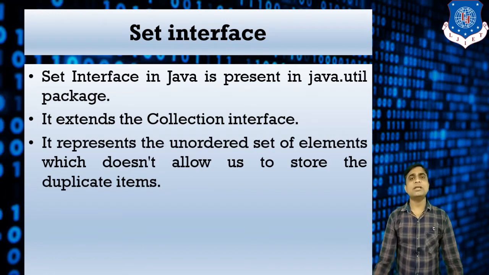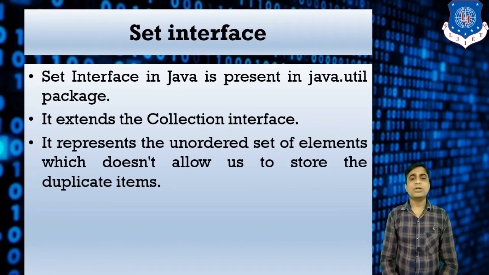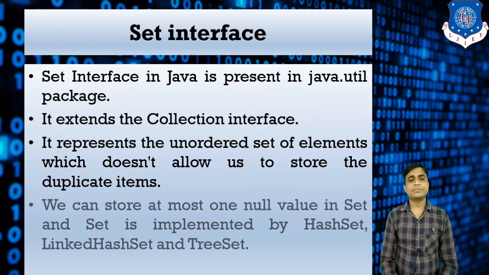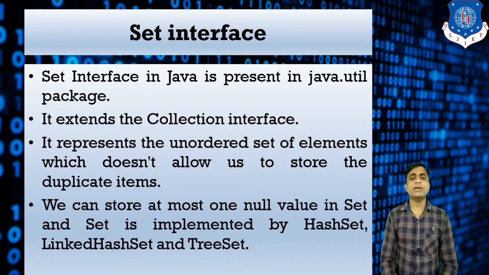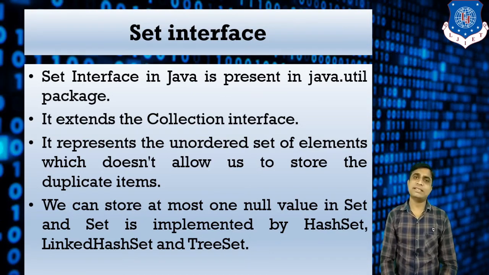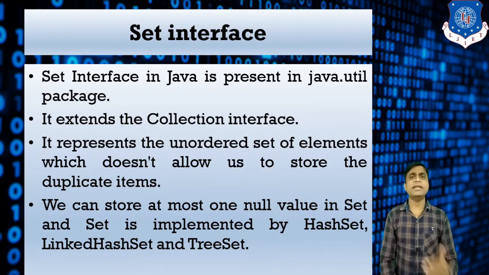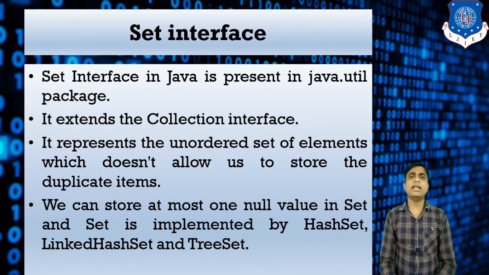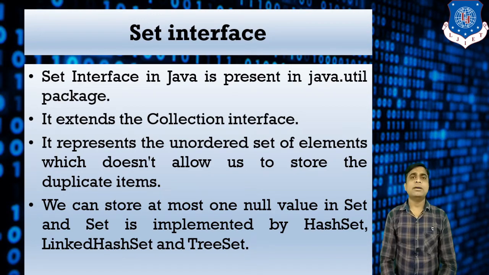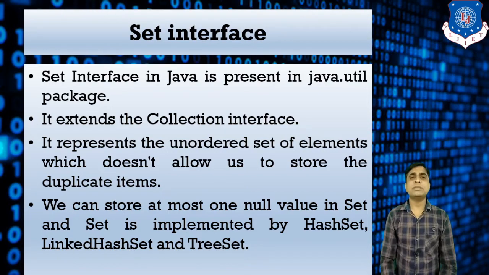Now it represents the unordered set of elements which does not allow us to store duplicate items, and we can store at most one null value in the set. Set is implemented by HashSet, LinkedHashSet and TreeSet. I will explain all these three with live examples, but first of all let's discuss what exactly HashSet, LinkedHashSet and TreeSet are about.